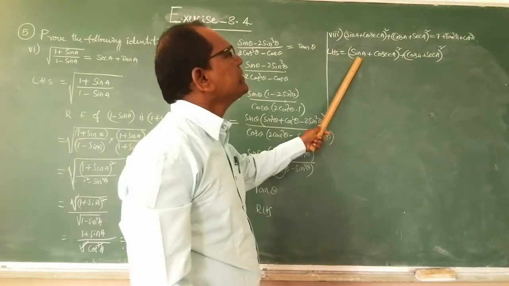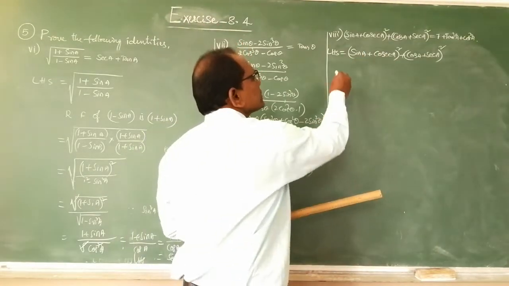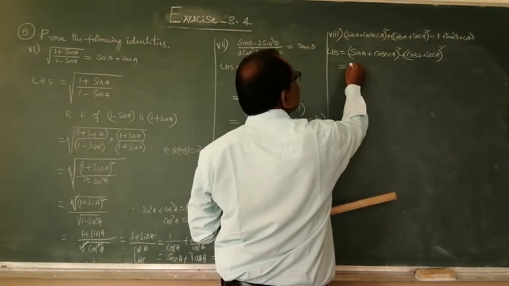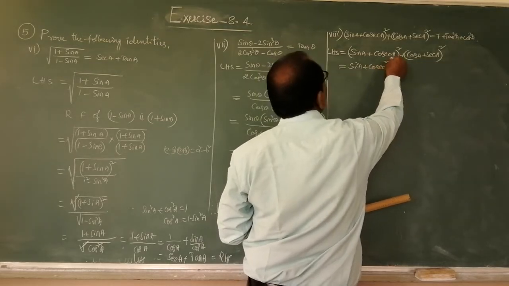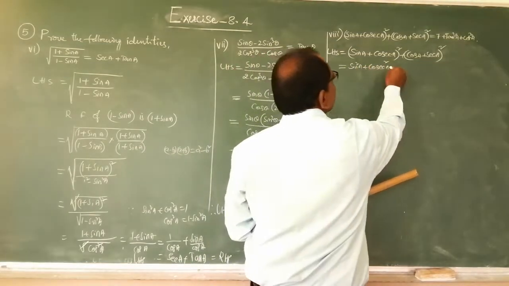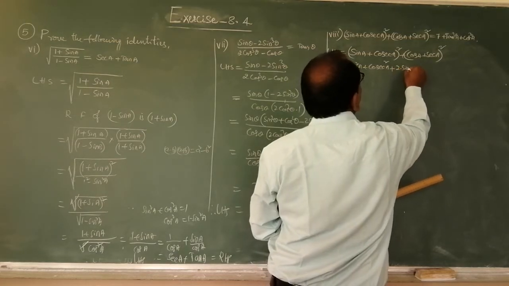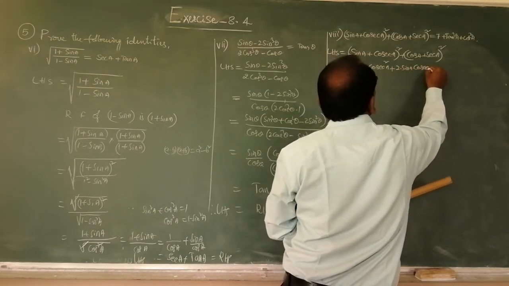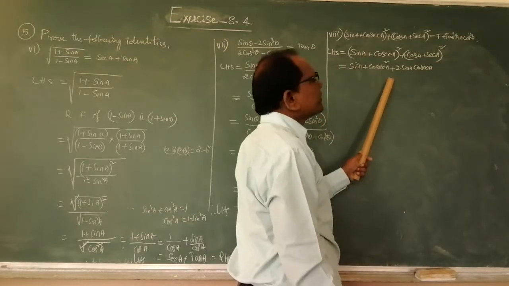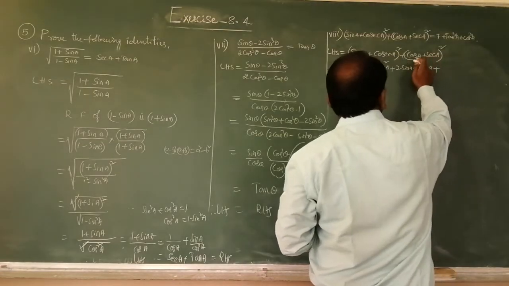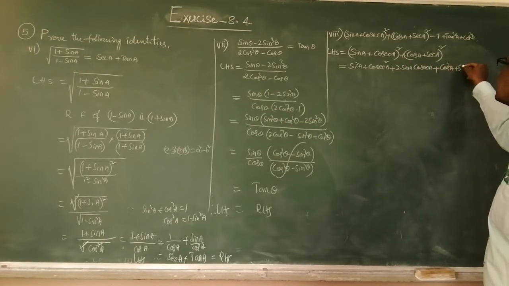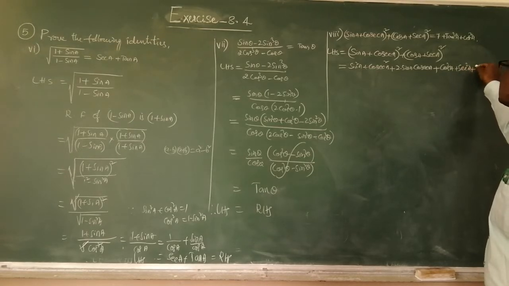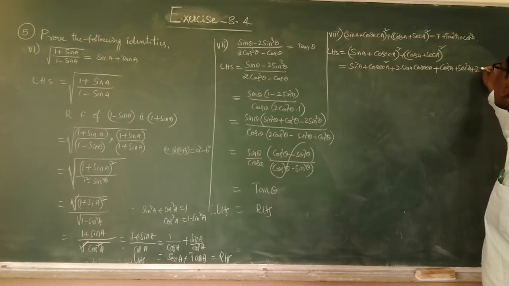Now here A means sin and B means cosecant in the first one. So here I am going to expand as per the A plus B whole square: sin square A plus cosecant square A plus 2 into A, that is sin A, into B, that is cosecant A. This is the expansion of the first one, plus the expansion of the second one: cos square A plus secant square A plus 2 cos A into secant A.